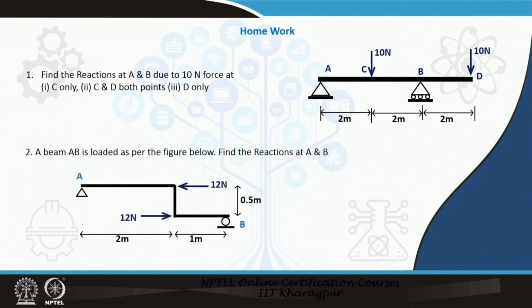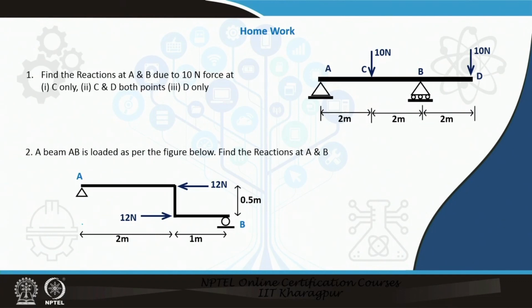That is number 1. Number 2, the next homework, is that a beam is not a straight beam, it is a kind of beam with a step-like portion having 2 meter, 1 meter of horizontal portion and 0.5 meter of vertical portion, under 2 equal and opposite kinds of load of 12 Newton. Then what should be the reactions at A and B?